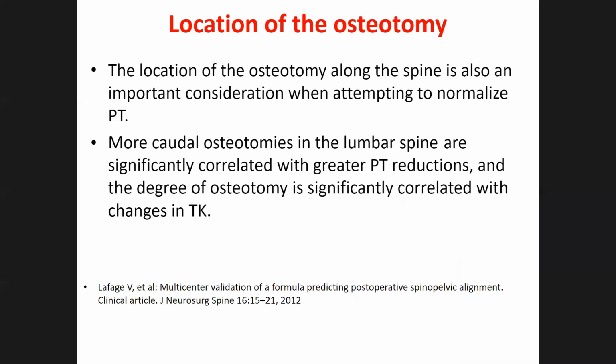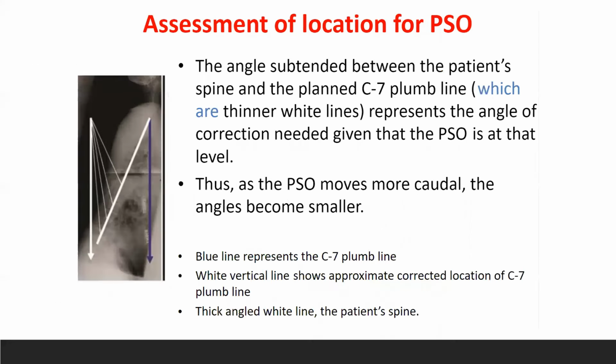The location of the osteotomies. Most often, we need to do extensive caudal osteotomies in the lumbar spine. More caudal osteotomies are significantly correlated with greater pelvic tilt reductions, and the degree of osteotomy is significantly correlated with the changes in thoracic kyphosis.